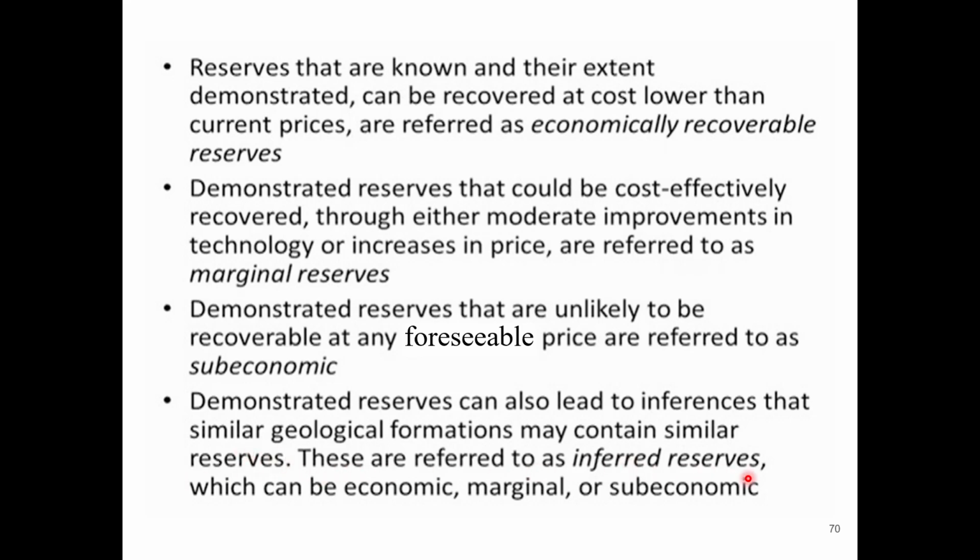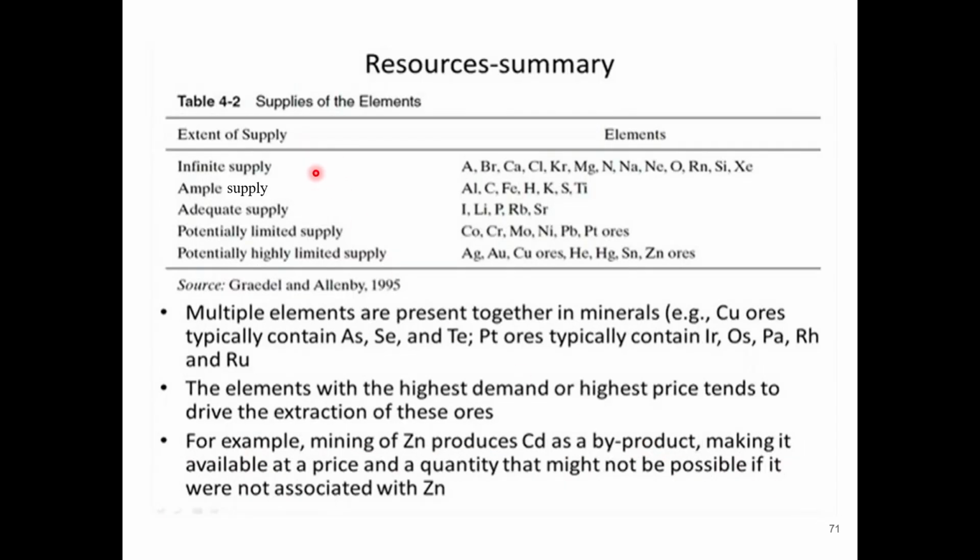These are referred to as inferred reserves, which can be economic, marginal, or sub-economic. So if you see here the supplies of the elements, based on the extent of supply you can classify the various elements. So these have infinite supplies, these have ample supplies, these have adequate supply, these have potentially limited supply, and these have potentially highly limited supply. This has been taken from Gradel and Allenby, 1995.